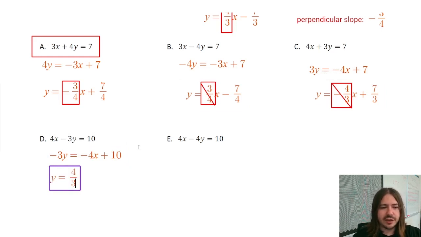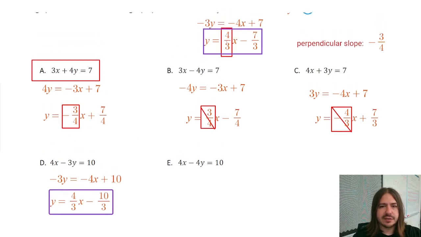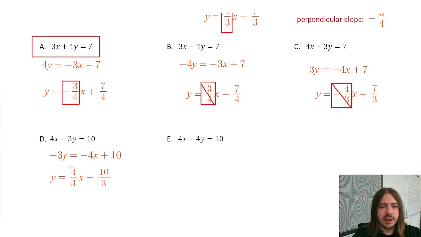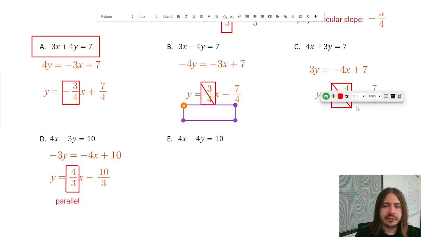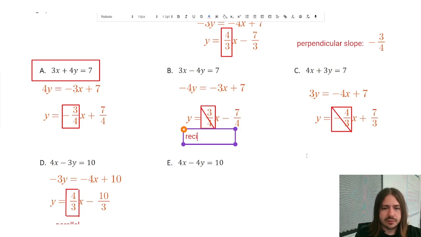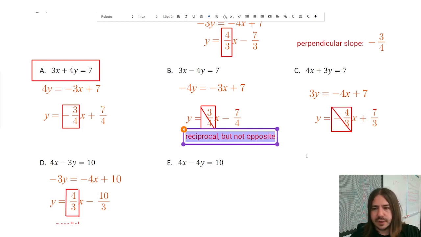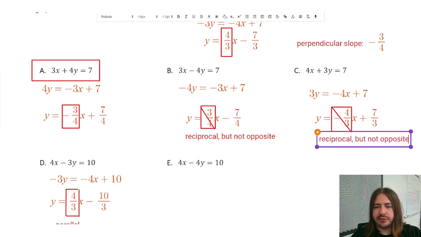Actually, this is a good time to point this out: if the question was which one of these is parallel, this would be the right answer. Notice this has the same slope as the original one, 4/3. So yeah, this one would be parallel. It's not what we're looking for, but it's worth a note here. Actually, maybe it would be a good idea to write on each of these why it's not the right answer. So this one was parallel, but not opposite. And this one was the opposite, but not the reciprocal.